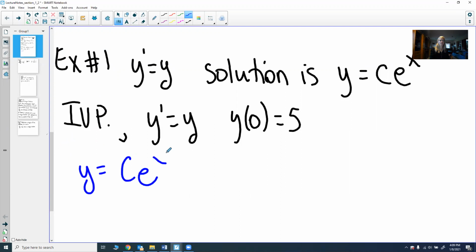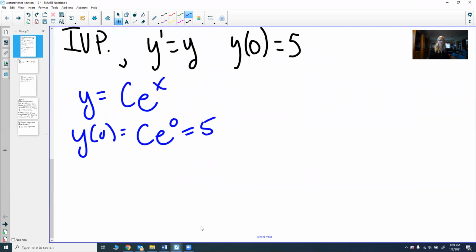So y equals c e to the x. I know that when x is 0, we're going to get 5. So that means that c equals 5, because e to the 0, of course, is 1. So now the only thing left to do is write y equals 5 e to the x. This is a particular solution for this general solution. So y equals c e to the x is the general solution because it has an arbitrary constant in there. And the particular solution is where we know what that constant is equal to.